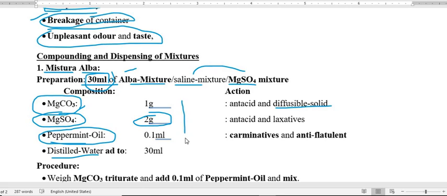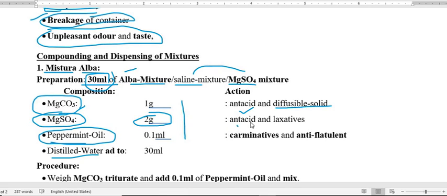The main constituents of the Alba mixture are magnesium carbonate 1 gram, magnesium sulfate 2 gram, and 0.1 ml peppermint oil, and last we add distilled water to make the final volume 30 ml. And what is the function of this? Magnesium carbonate and magnesium sulfate both are antacids.